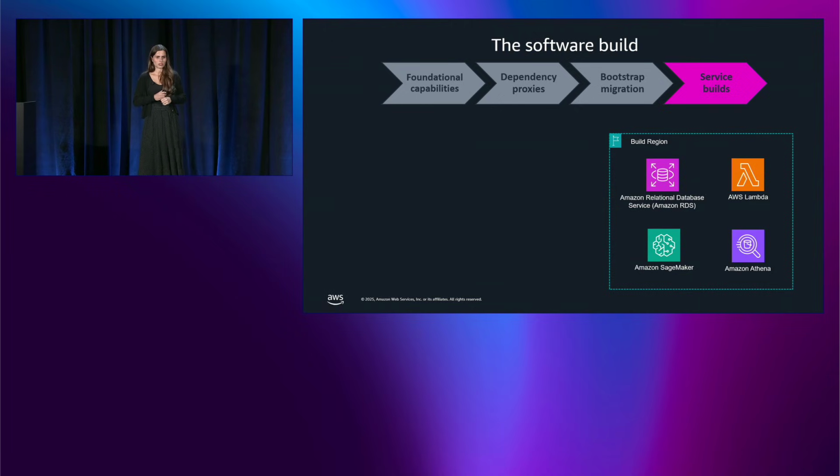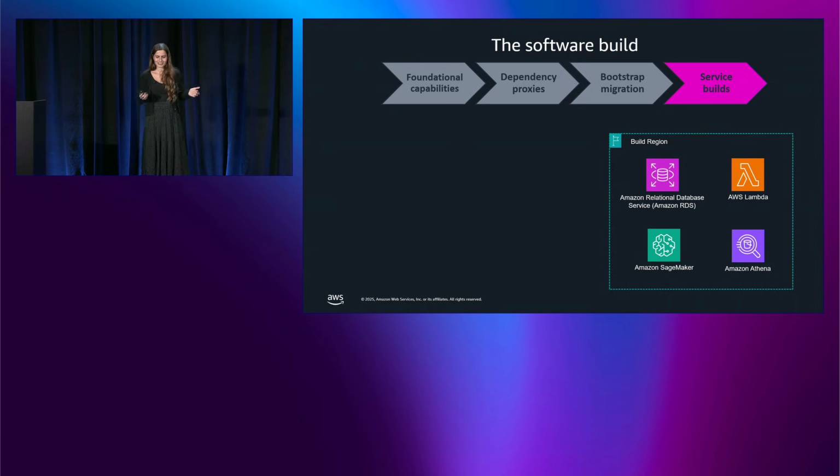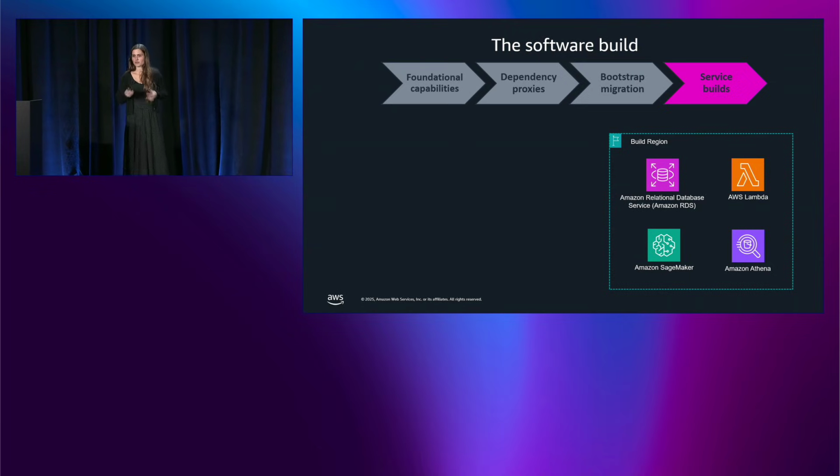And then the build region is on its own, we build out all of the services, we run our game days, and then we launch the region. So that is at a very high level how we build a new AWS region. Let's now jump to how we do this for availability zones and local zones.